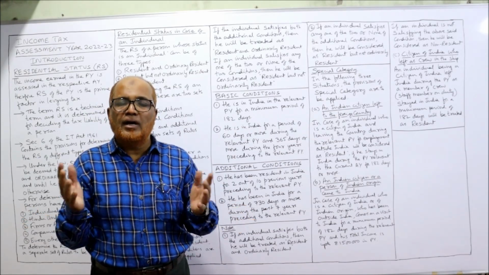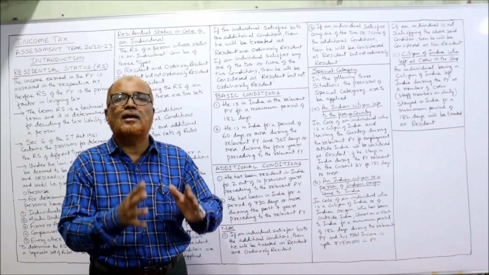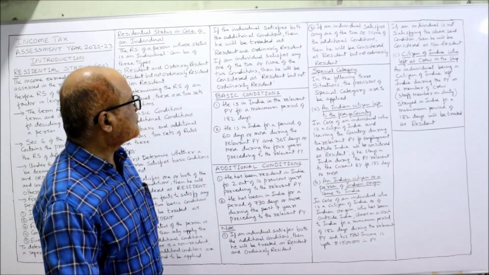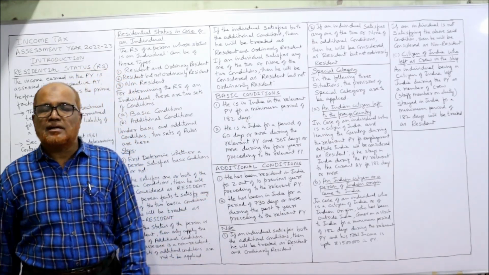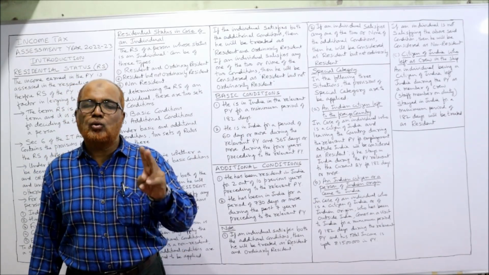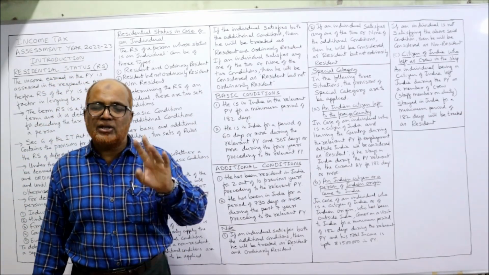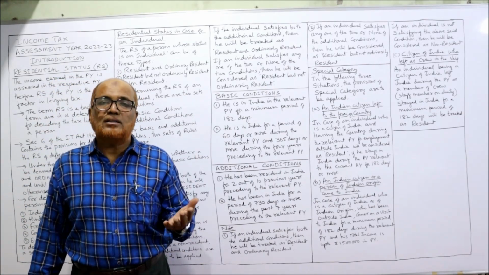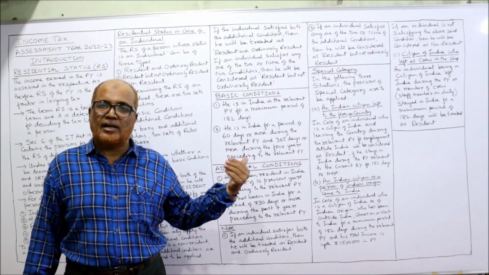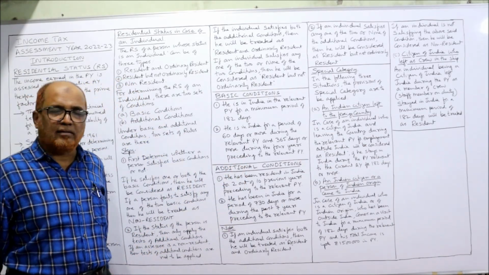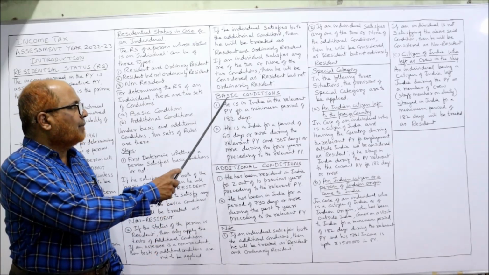Then only he will become resident and ordinarily resident. That's it. Now, what are the basic conditions? So far we have discussed that two basic conditions are there and two additional conditions are there. What are the basic conditions and what are the additional conditions? Now I am going to explain. This is very important. Basic condition.